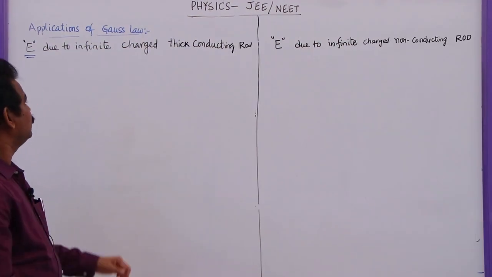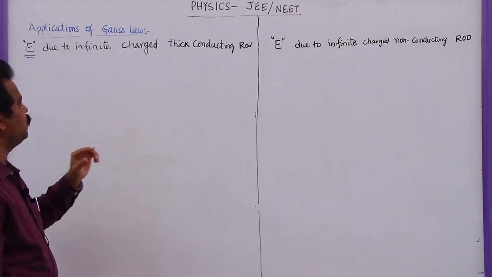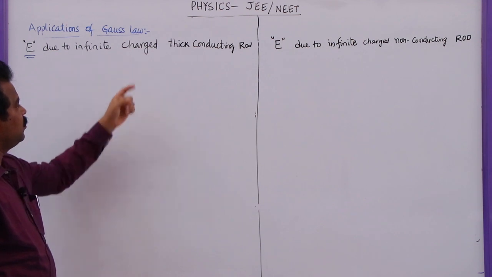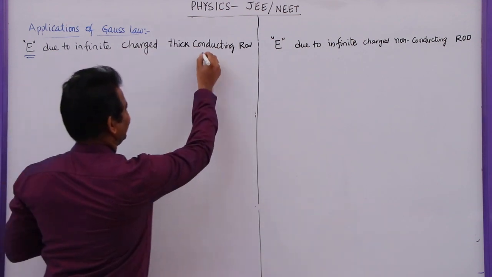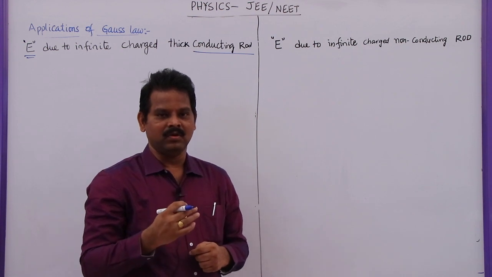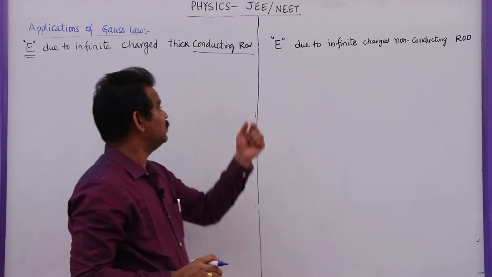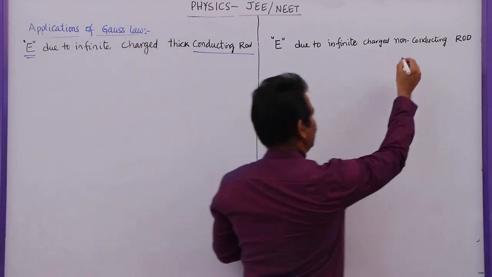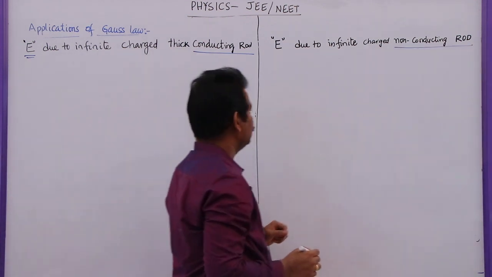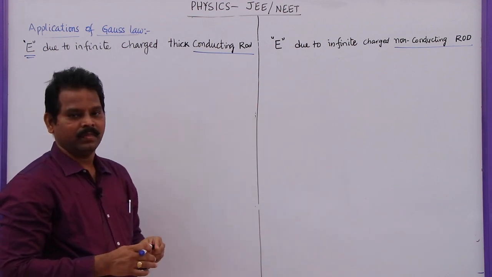Here in the applications of Gauss law, I am going to derive electric field due to infinitely long charged thick conducting rod. In the previous case, we derived electric field due to a thin conducting wire, but this is a rod. So what is the difference between conducting and non-conducting rod?